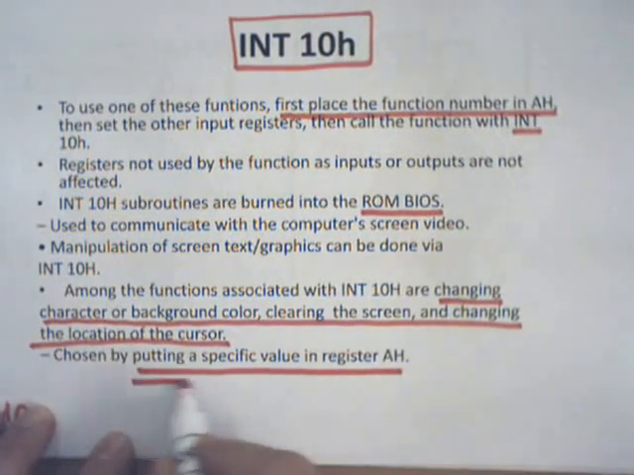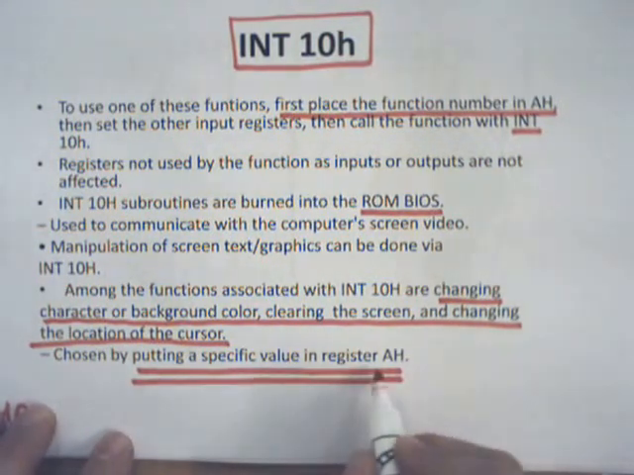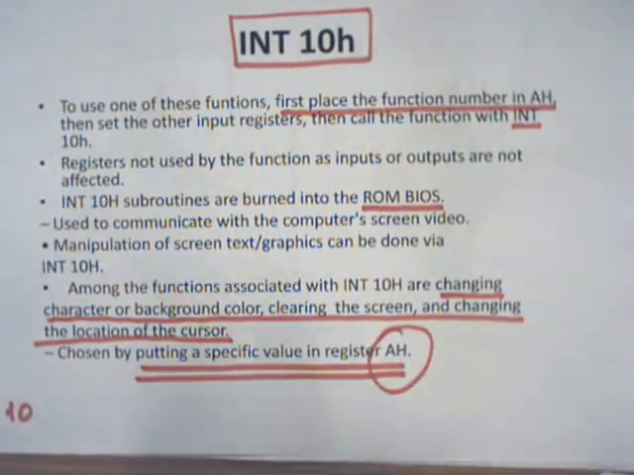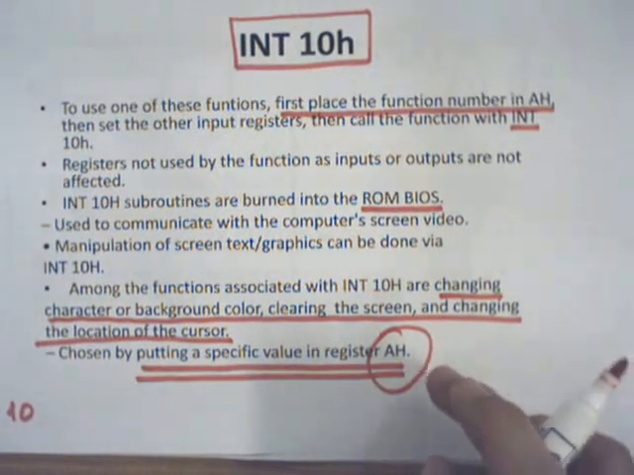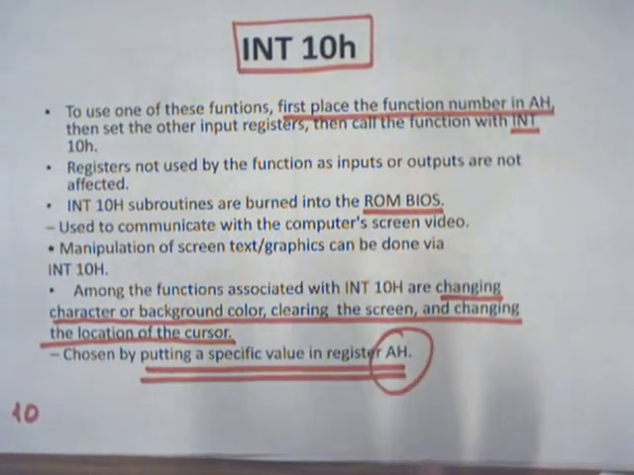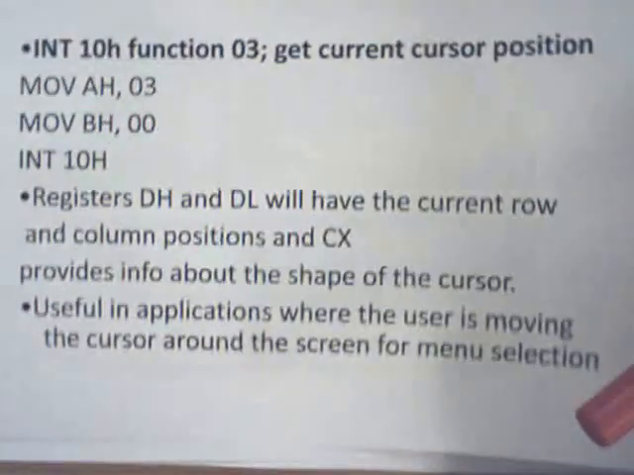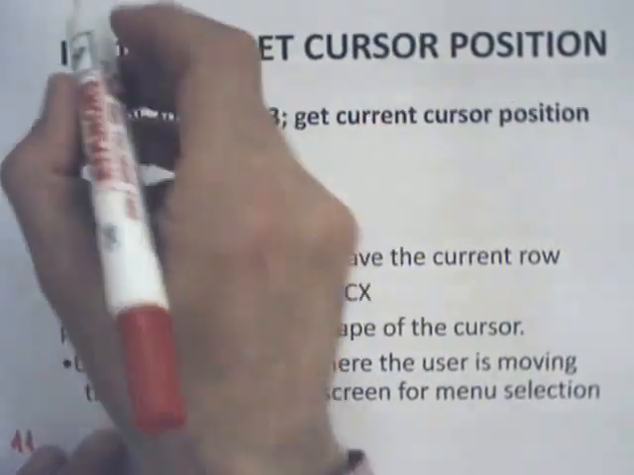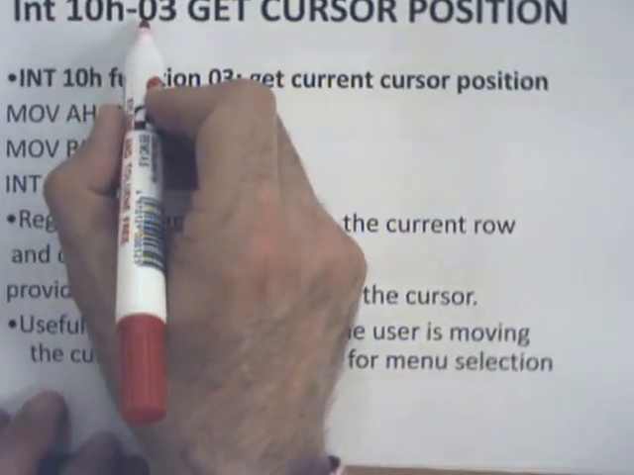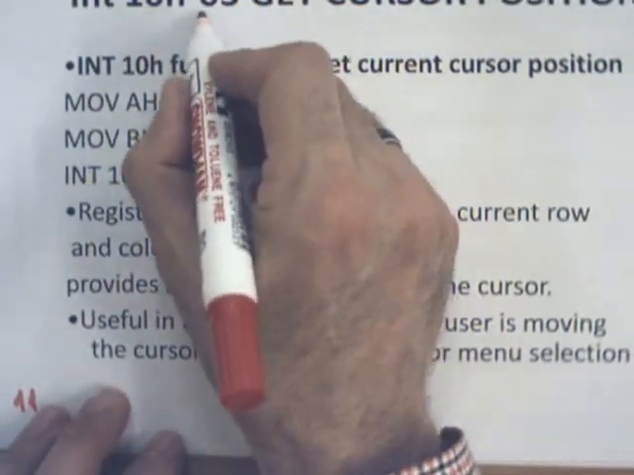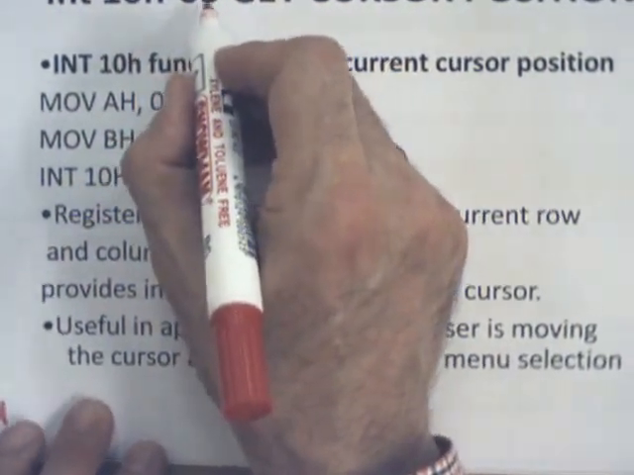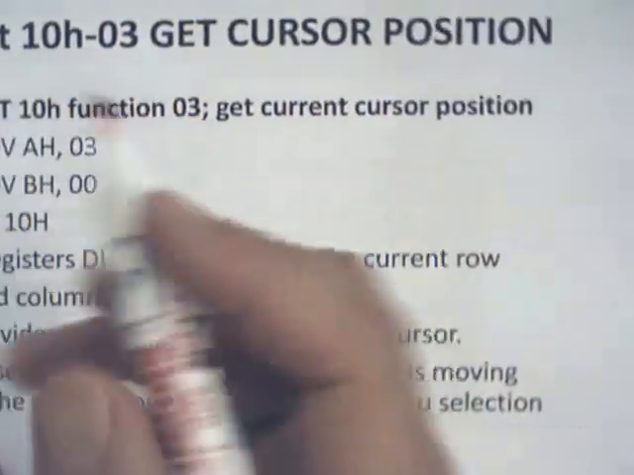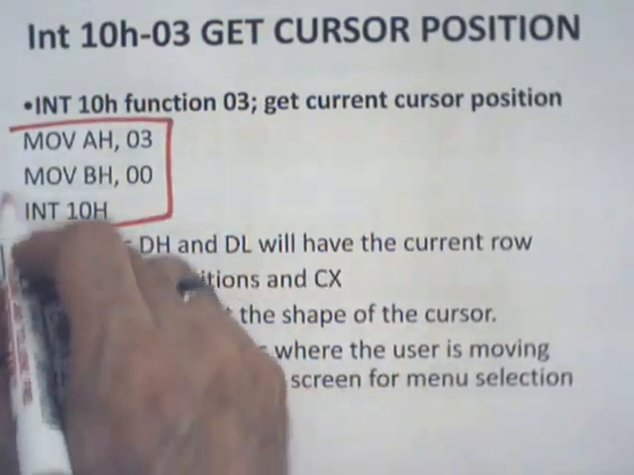Everything is adjusted by putting a specific value in register AH. This is the most important part. If you fail to put the correct value in AH, that interrupt will be a big problem for you. So in short form, INT 10 hex, 03 means first we store 03 hex into AH, then we set other register values, etc. Then we call the interrupt. This is the typical format.